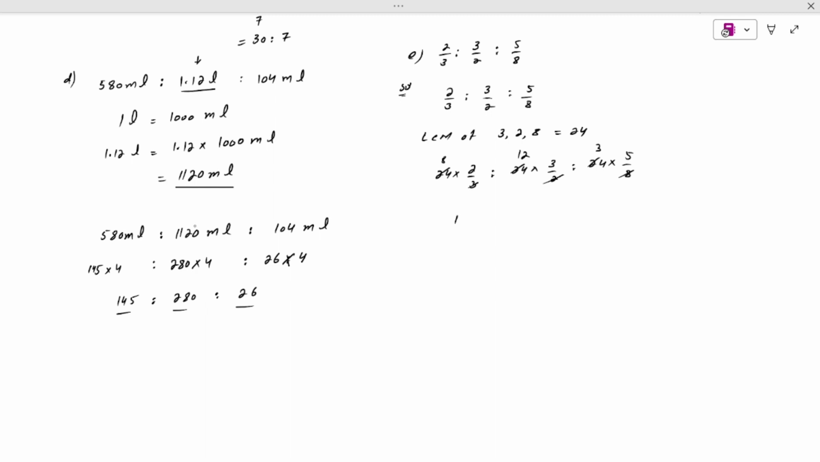Multiplying these terms, 8 2s are 16, 12 3s are 36, ratio 5 3s are 15. So this is now the simplified form of part E.